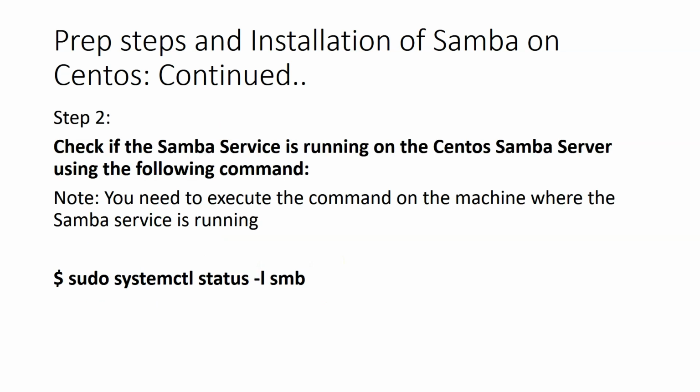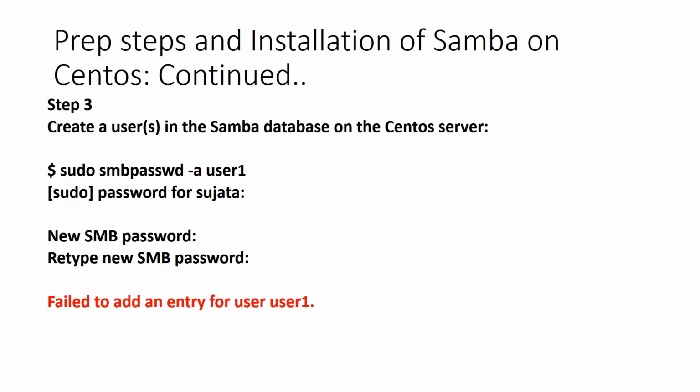Step 2. Check if the Samba service is running on the CentOS Samba server using the following command. So we go to the Samba server and run the command sudo systemctl status -l smb. We are still in the prep steps.